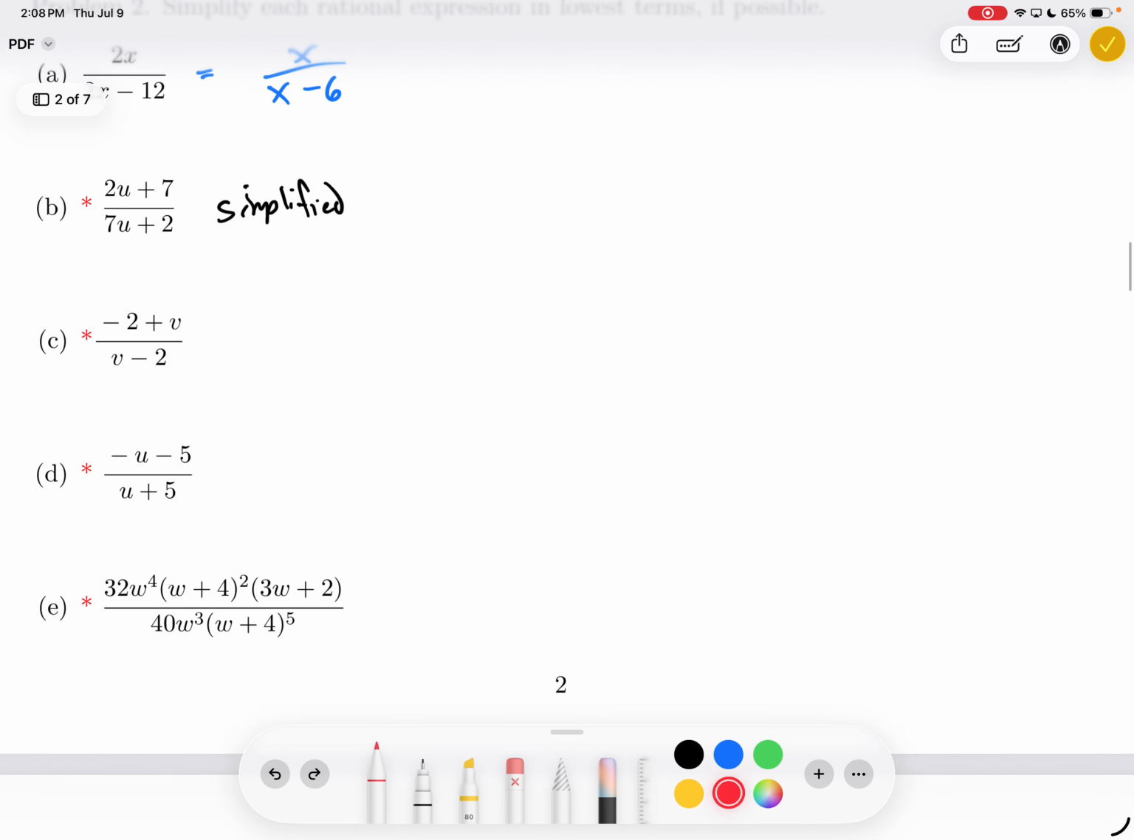C, you need to rewrite this one, and you could rewrite it as, I'm going to put the v first. The v is positive, and the 2 is negative. And now you can easily see that you can simplify that. Anything divided by itself is 1. And that would just be my answer.